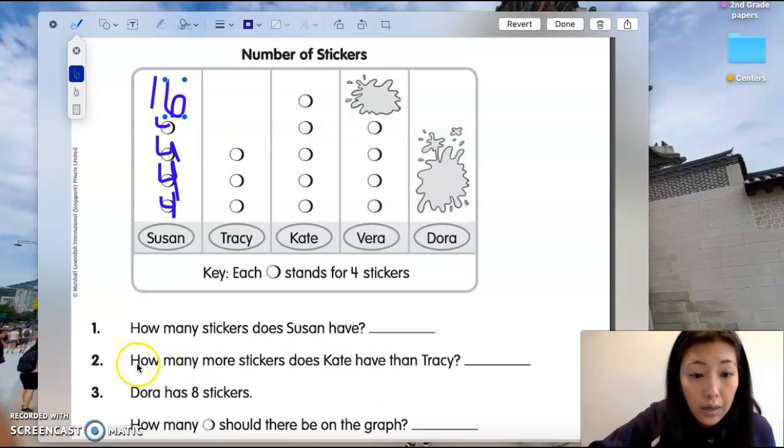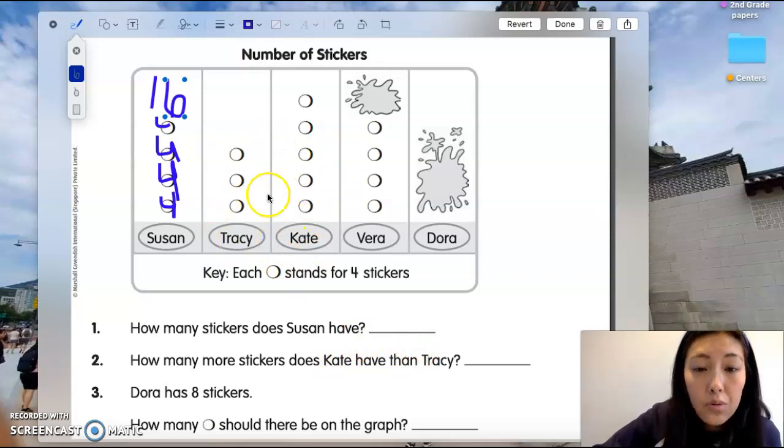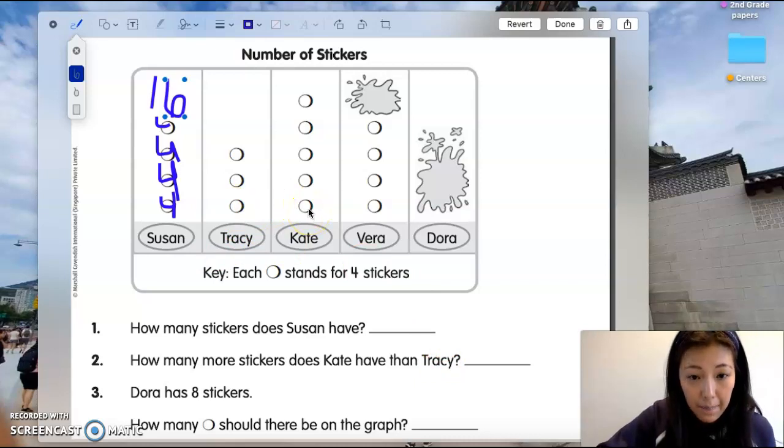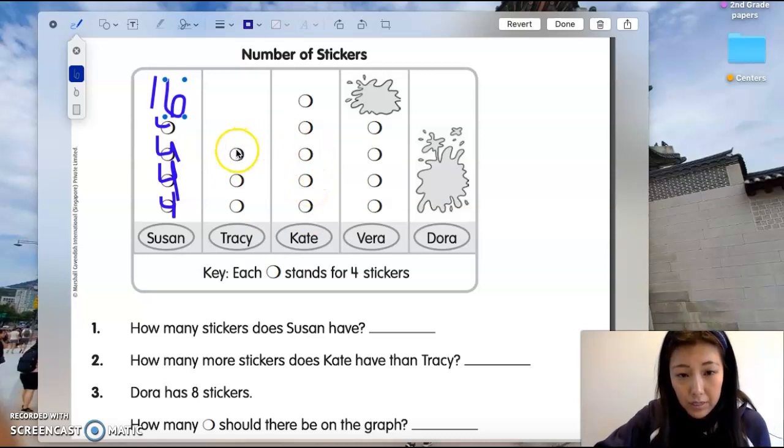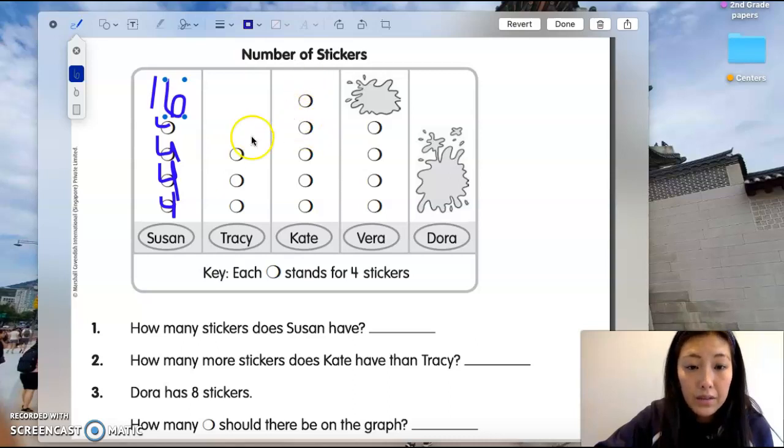So let's look at number 2 here. How many more stickers does Kate have than Tracy? Okay, well, let's look at Kate here. And let's look at Tracy. You have already labeled it, but I want to see where Kate and Tracy have the same amount. So let's see. Tracy has one here, Kate has one. That's the same. Tracy has another one here, Kate has another one there. That's the same. Tracy has one, Kate has one. That's the same. But does Tracy have any more here? No. Kate has 2 more.